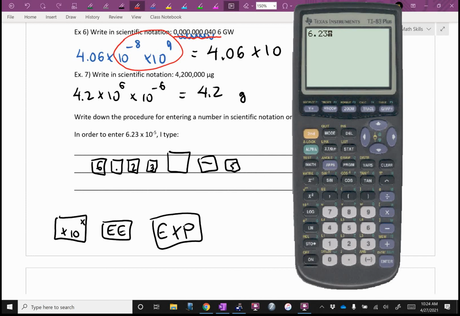So for me, I go 6.23 scientific notation, -5. Type it in and then hit enter or equals or whatever, the bottom right key. My calculator gives this back to me in scientific notation. Some of your calculators might have converted it to standard form. So some of your calculators might be saying 0.0000623, 4 zeros, and then a 6 and a 2 and a 3.